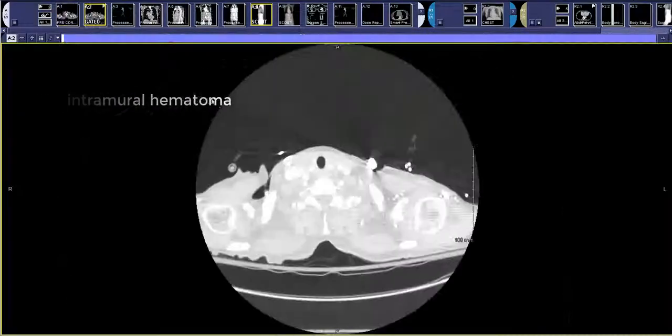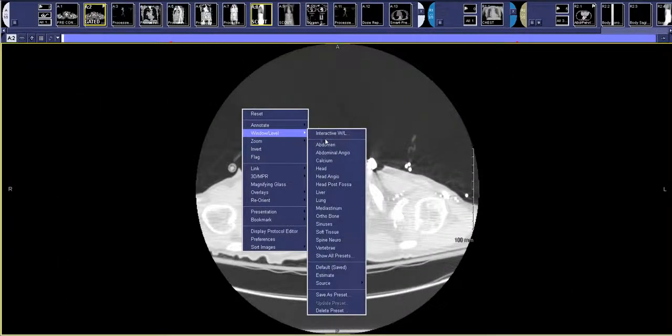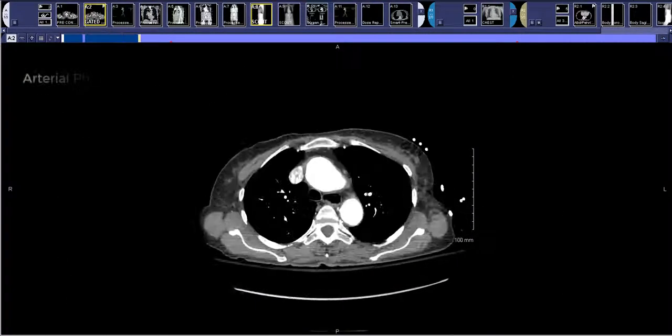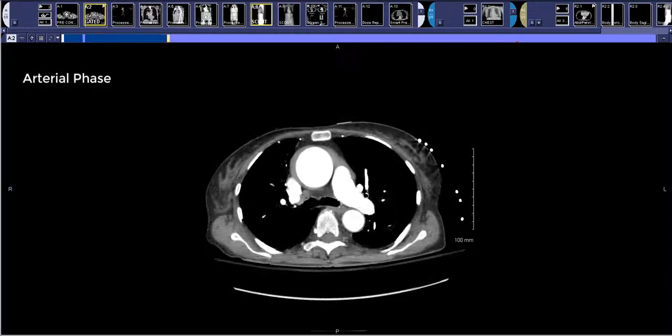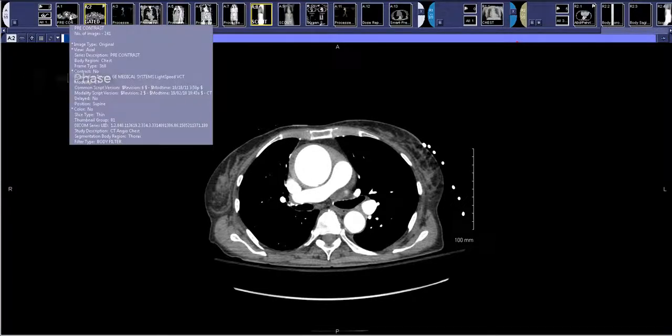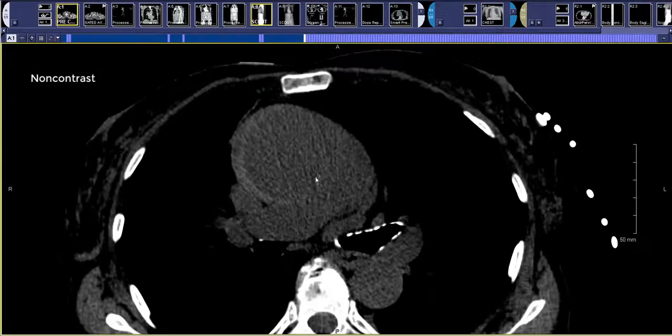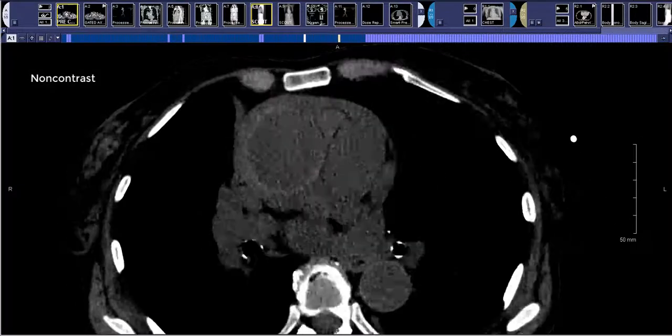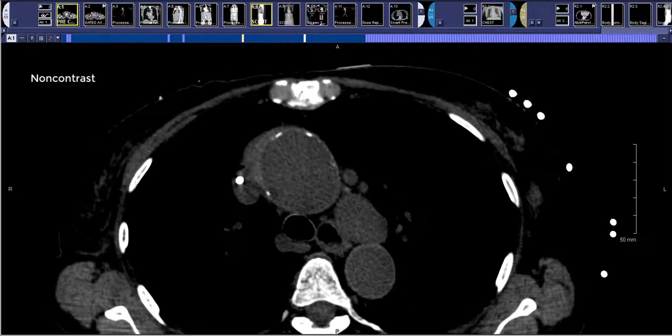If you compare that with the arterial phase study, which is what most people think of when they think of an arteriogram phase CT scan, it can be much harder to diagnose that high attenuation crescent. So it's always important, the first thing you do when approaching one of these studies, to bring up the non-contrast, scroll through, and look for that high attenuation crescent.